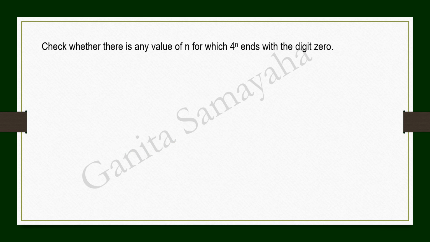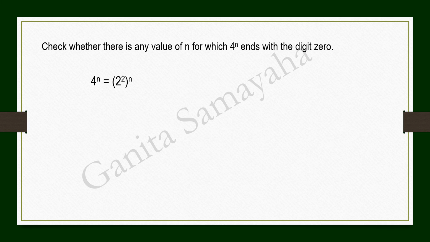So let us check whether 4 to the power n ends with the digit 0 for some value of n. We don't know what the value of n is. The question is whether 4 to the power n can have any number that ends with 0. So what do we do? We simply take that number and we factorize it.